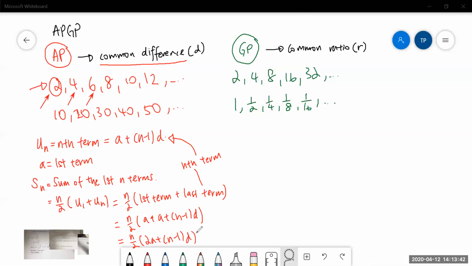This is probably the equation you will see in your notes. But usually how I memorize it, I will either memorize it this way or this way. Just these two is fine. Clear? No problem.